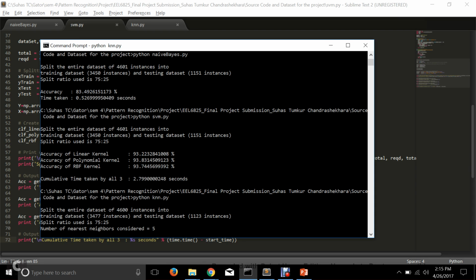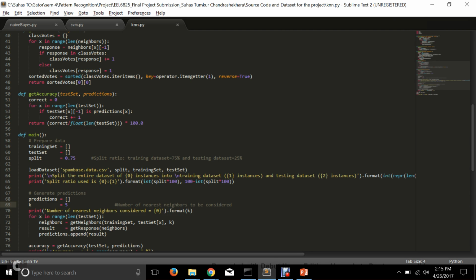So during the presentation, I said that I will run this for 5, 10, 15, and so on. So I have run this algorithm individually for all those k values and plotted those results. So right now the run is happening for k equal to 5. As I said, it's going to take some time. So let's see the code of KNN during that time.